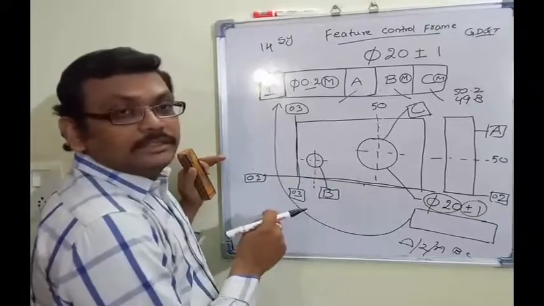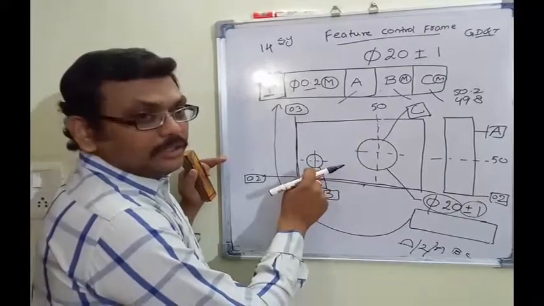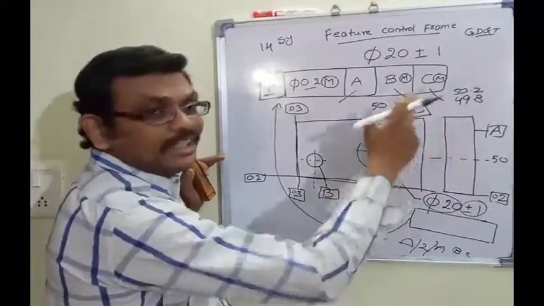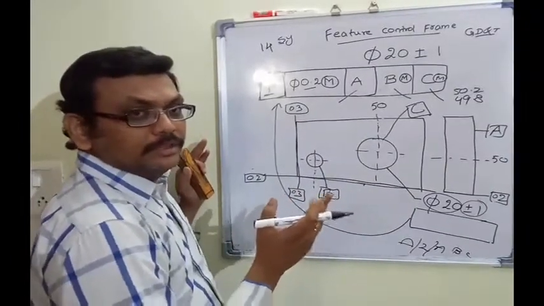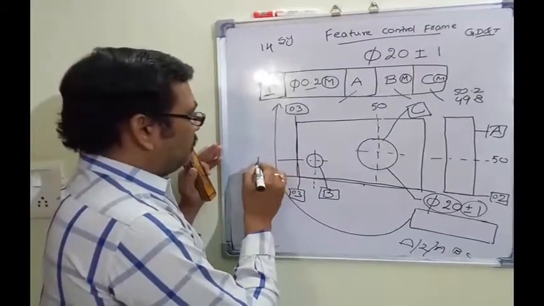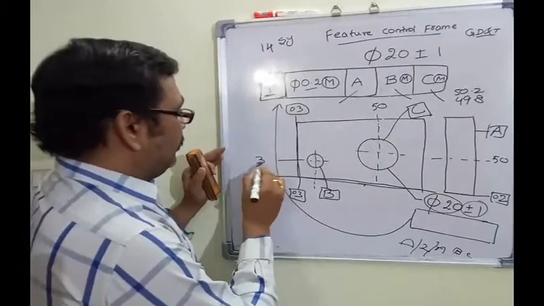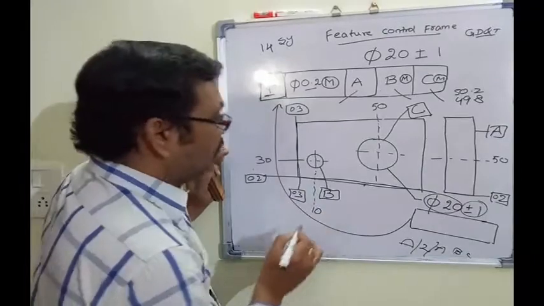In this example, I have taken B on the feature and C on the feature. In the earlier example, I have taken on the surface. You can take anything. It's not a big issue. Suppose I assume that it is 20, 30, something around 10.